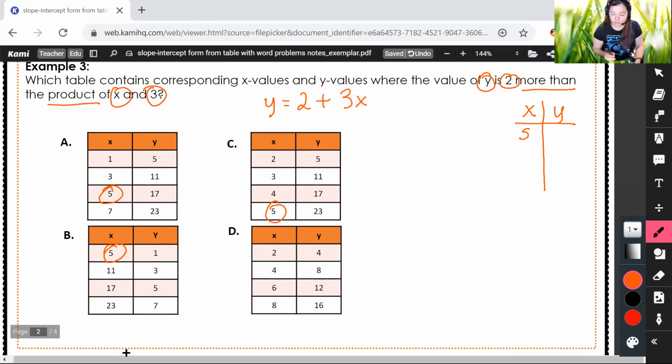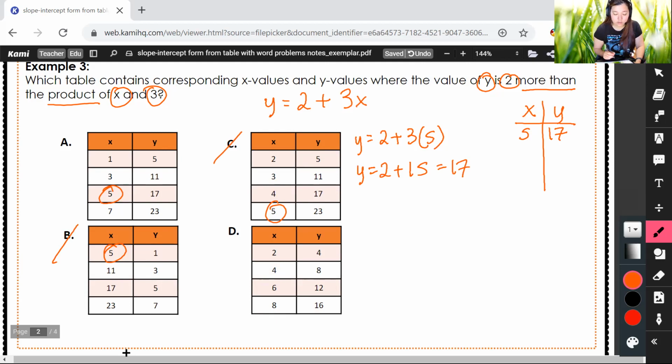Okay, let's go ahead and try that. Y equals 2 plus 3 times 5. So y equals 2 plus 15, which is 17. So that means that when x is 5, y should be 17. A fits the bill. B has y equals 1. That's wrong. C has y equals 23 instead of 17. That's wrong.